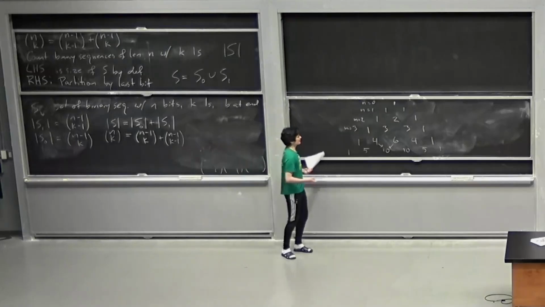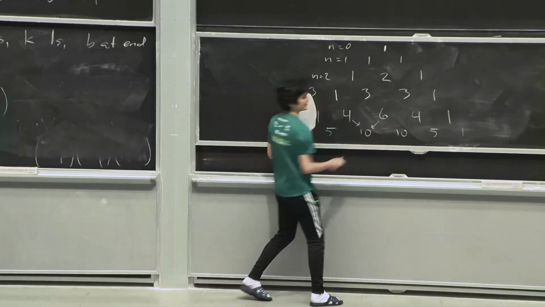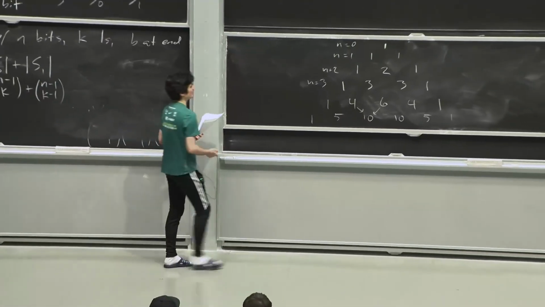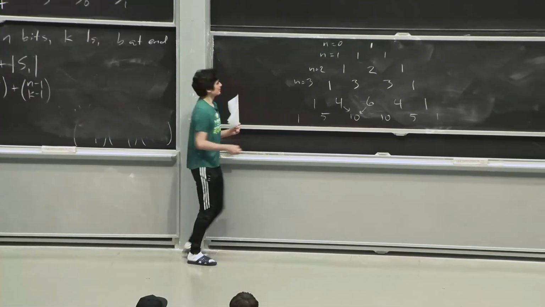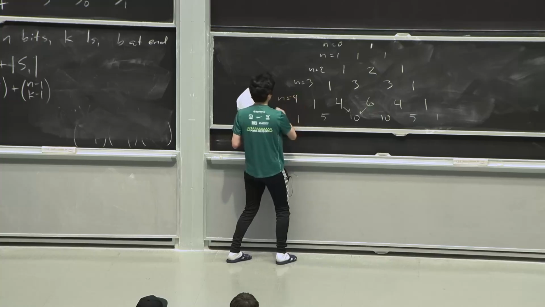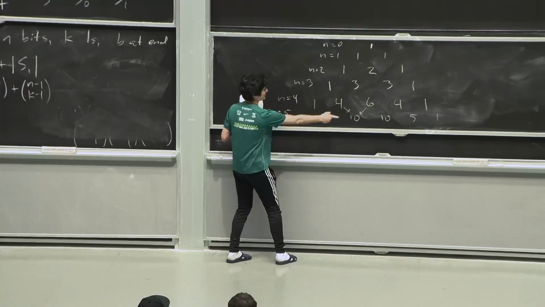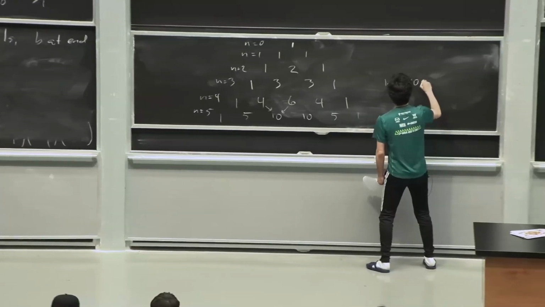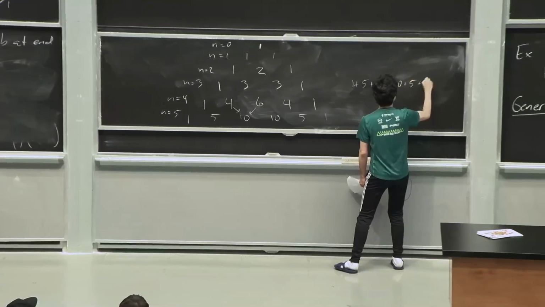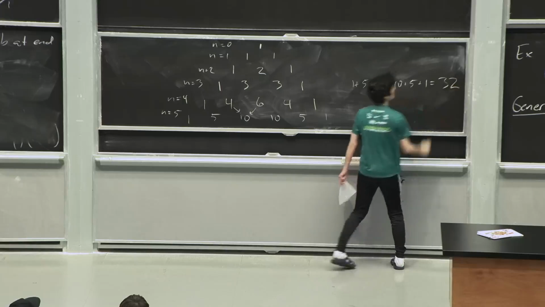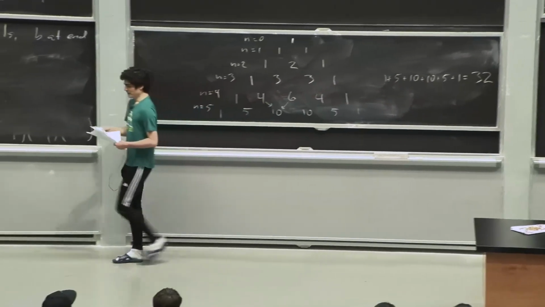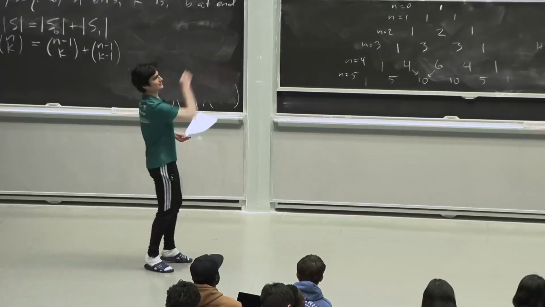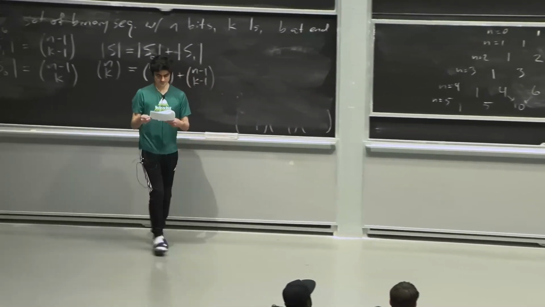We also showed that the sum of all of the numbers in a single row is going to be a power of 2. It's going to be 2 to the n. If we sum everything in row 5, we get 1 plus 5 plus 10 plus 10 plus 5 plus 1 equals 32. I think we proved it over there, top of the rightmost board.